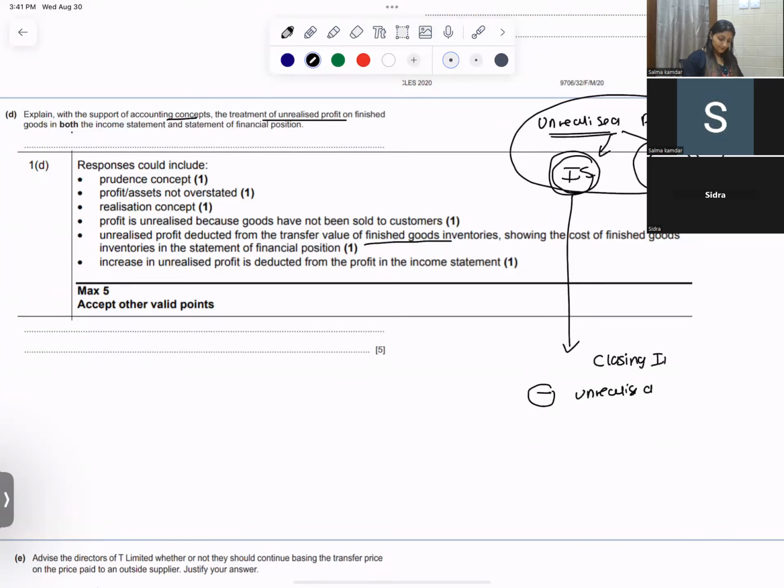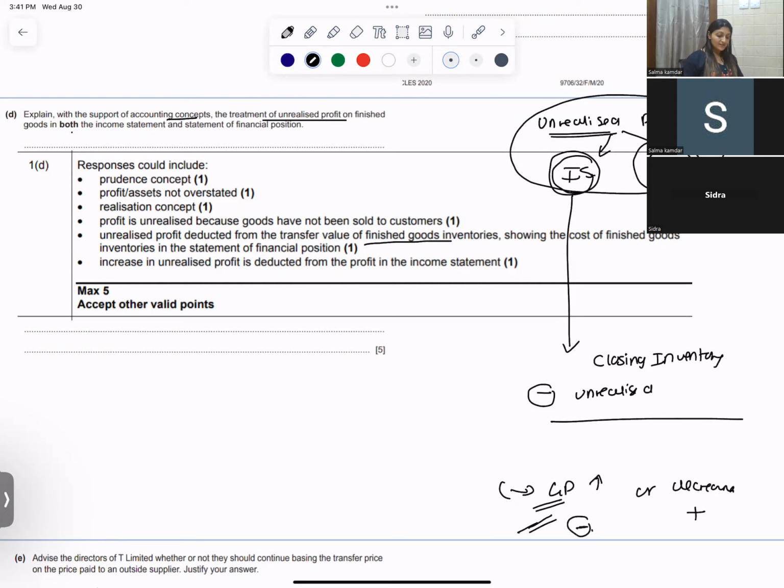It's just deducted from the total gross profit, increase or decrease. If it is a decrease, then you will add, and if it is an increase, then you will subtract. And also it is removed from the closing inventory in the SOFP. So when I am doing this, which accounting concept am I following?